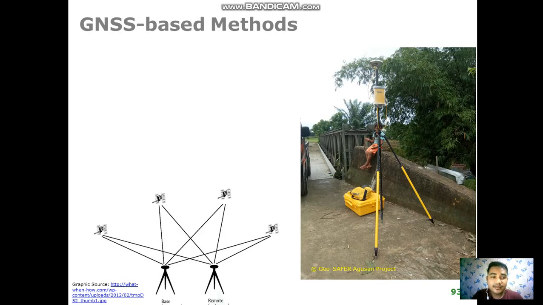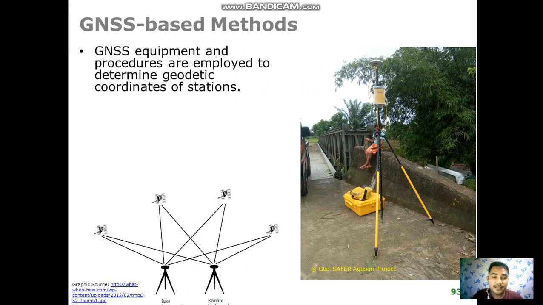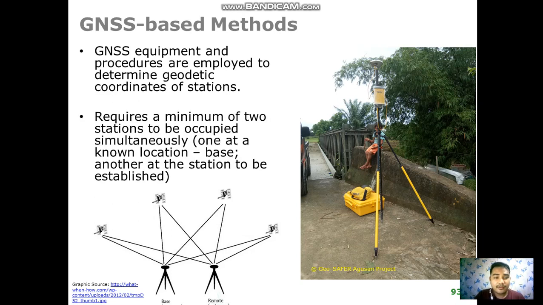And we have here the GNSS based methods. GNSS equipment and procedures are employed to determine the geodetic coordinates of the station. So we have a base point, a base that is occupied, and we have rovers that occupy the point where we want to get coordinates. It requires a minimum of 2 stations to be occupied simultaneously. So we have two known points to get one unknown.